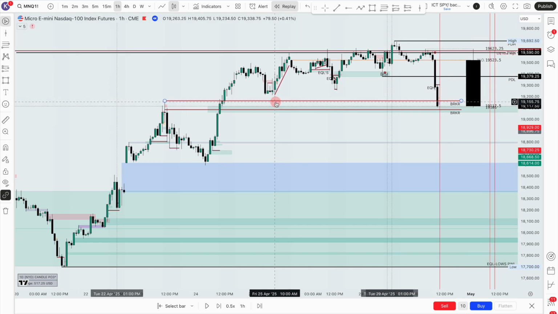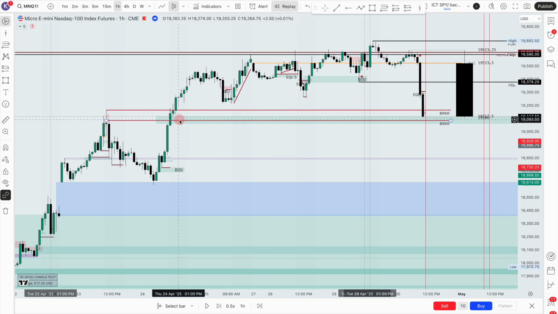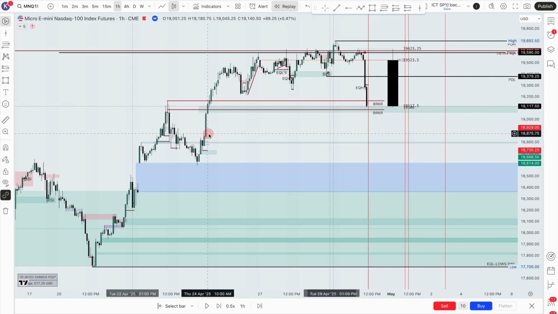Let's see, I wanna show you this 1 hour BC. Why is it high probability? Because it has a breaker. So there are two PD arrays here. The market surely can go lower than this because there is liquidity here as well, and there is this area as well where the market has not traded yet. But yeah, this was a high probability BC in 1 hour.